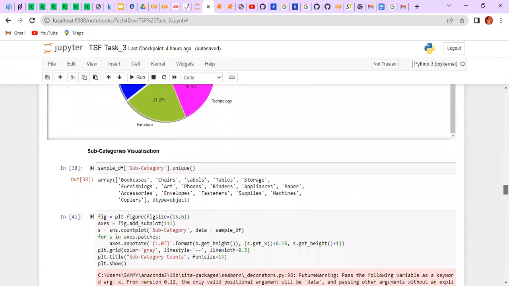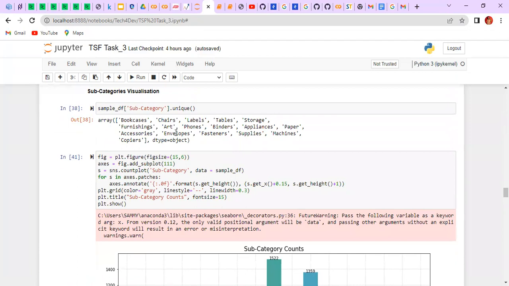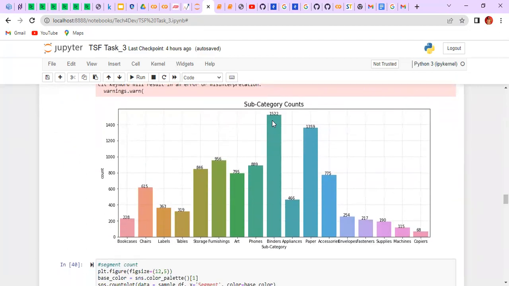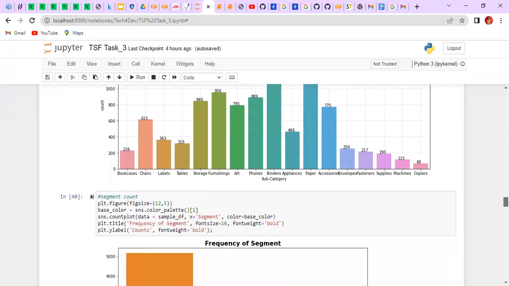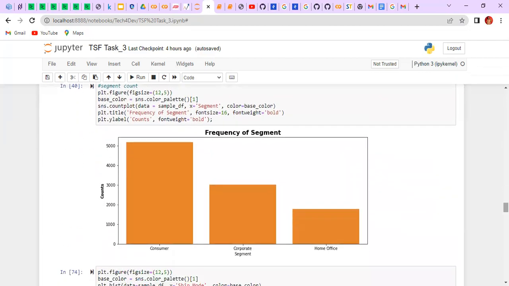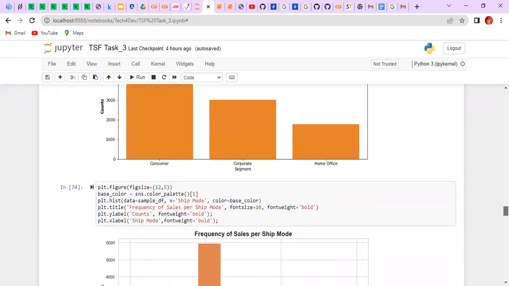Then subcategory visualization. I had to call out the unique values, and this is what I have. And then doing that for the subcategory visualization, I found out that binders actually had the highest, followed by paper, then furnishings, and we have phones before we get to storage. And then frequency of segments. For the frequency of segments, I visualized it and found out that the consumer actually had the highest frequency, followed by the corporate, and then the home office.